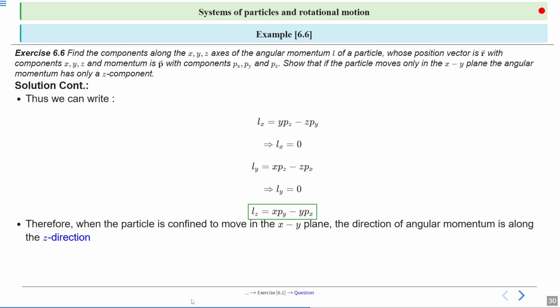Now the question arises: if the particle is confined to move in the yz plane, along which direction is the angular momentum? Similarly, if the particle is confined to move in the xz plane, or we can say the zx plane, in which direction is the angular momentum? The answer: when the particle moves in the yz plane, the angular momentum is along the x direction, and when the particle moves in the zx plane, it is along the y direction.